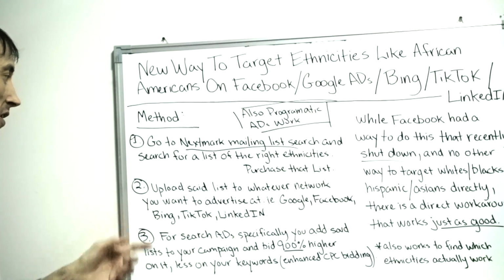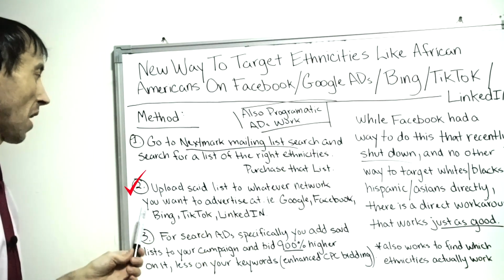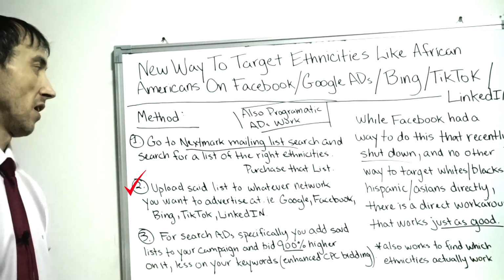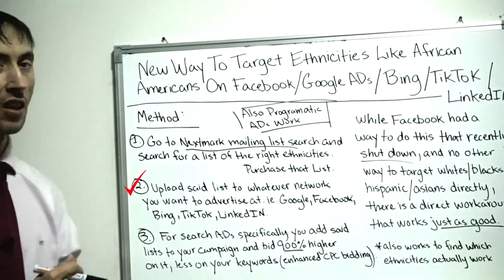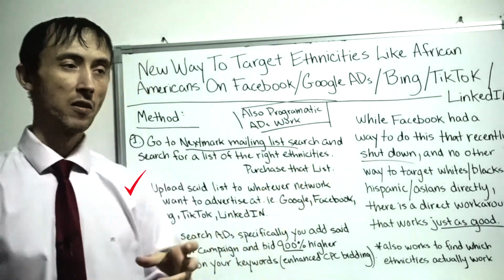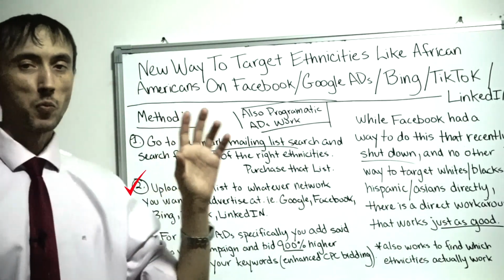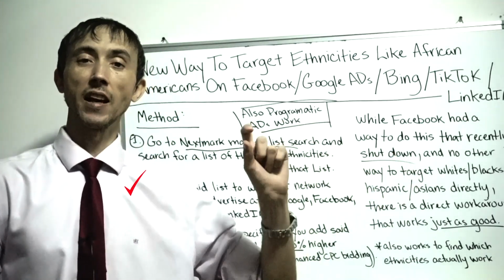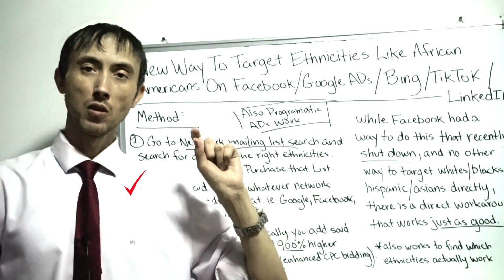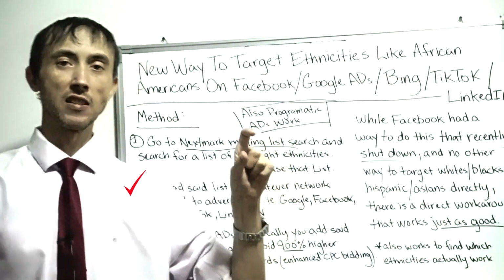Then going into the second step, you upload said list to whatever network you want to advertise at. Google, Facebook, Bing, TikTok, LinkedIn, they all let you upload an email list there. Then from there, of course, it's pretty simple. You just target that list, or like I said, you use it to filter other advertising that you have.